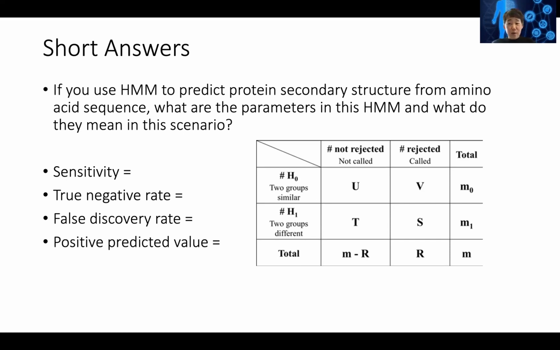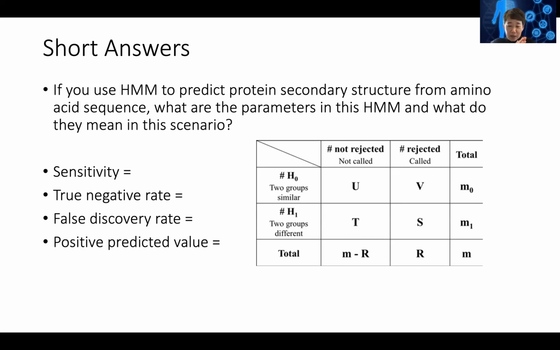What are the transition probabilities? The transition probability is what is the likelihood that an alpha helix will follow the next. If one amino acid is an alpha helix, what is the chance the next amino acid again is an alpha helix, or beta strand to beta strand, loop to a loop, and also alpha helix to a loop, alpha helix to a beta strand, and so on, right? So that's your transition probability.